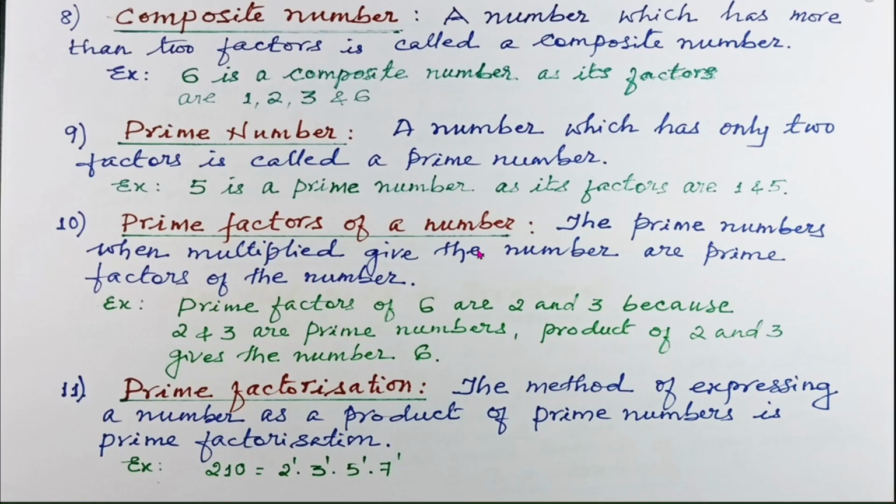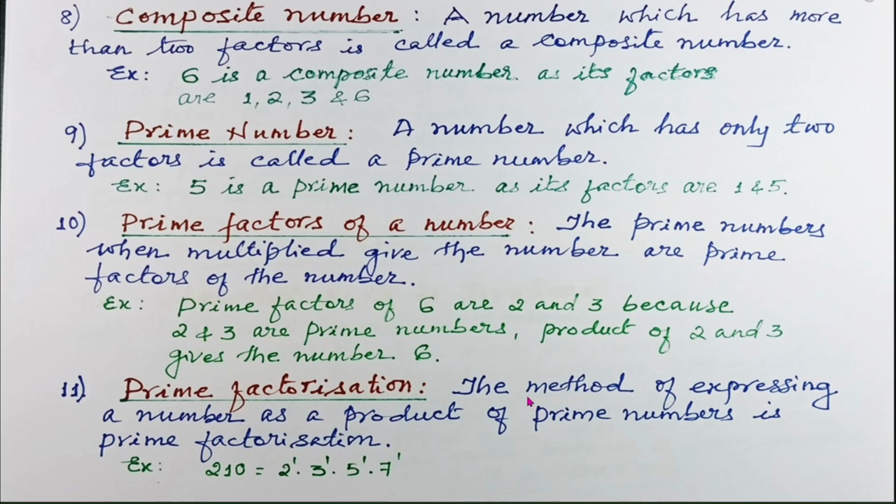Now prime factors of a number. The prime numbers which when multiplied give the number are the prime factors of the number. What does this mean? If I write the factors of 6, the prime factors of 6 are 2 and 3. When I multiply 2 and 3 I get 6, and therefore 2 and 3 are the prime factors of 6. So remember this: the prime factors of a number are the prime numbers which, when multiplied, give back the number. That is why they are called prime factors.